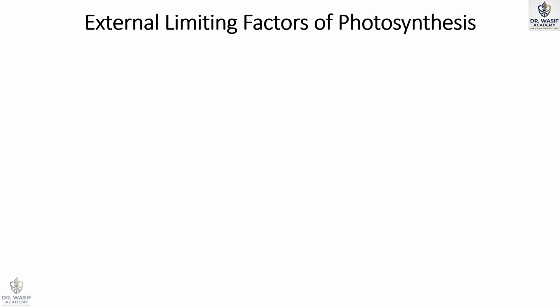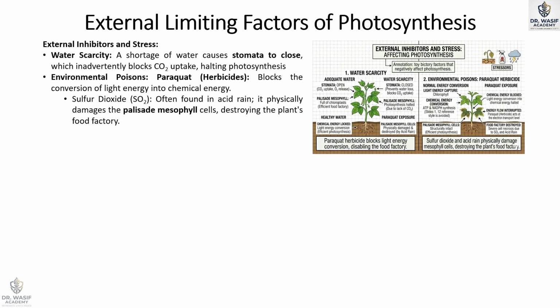Up till now, we have looked at the big three: light, carbon dioxide, and temperature. But in the world where we live, other external factors can act as a handbrake on photosynthesis. For example, first of all, let's talk about water scarcity, water shortage. Okay, water shortage leads to what we call the stomatal paradox.